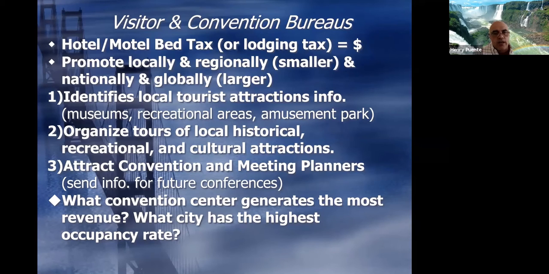Number three, they're trying to attract convention and meeting planners. Usually there's a big brochure or folder or some sort of EPK that has all this information about the particular city, trying to convince meeting planners or convention planners to have their conventions or meetings in that particular city. And so that's the other job of the CVB.